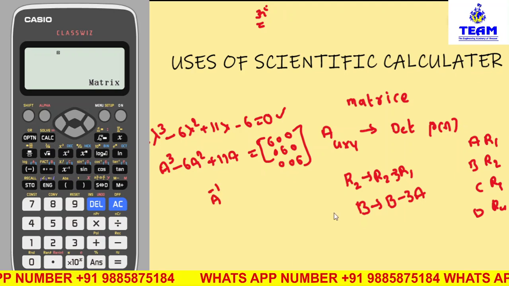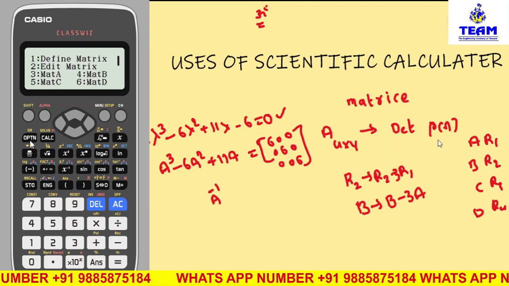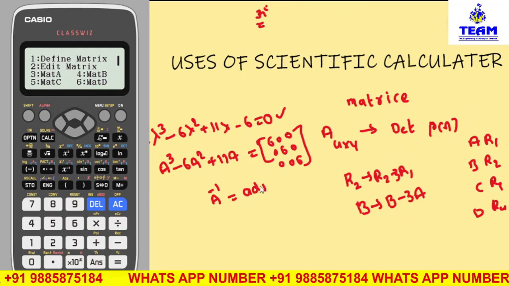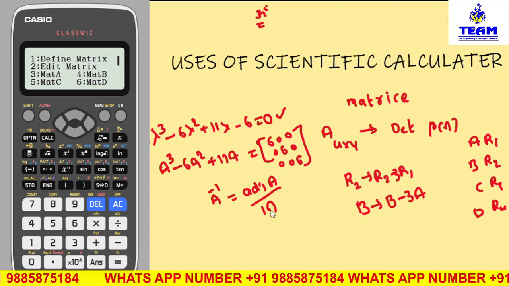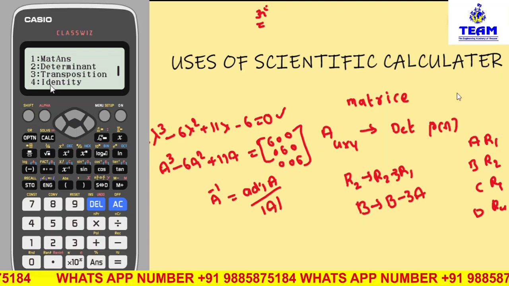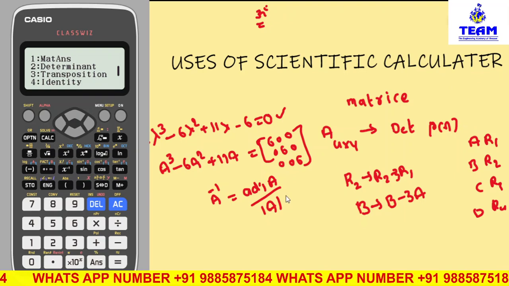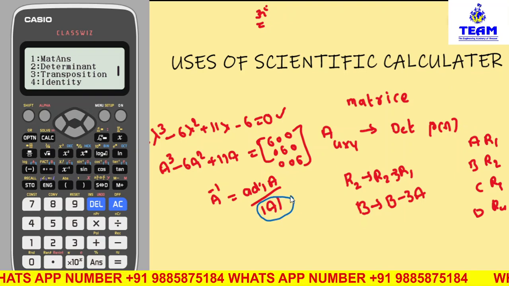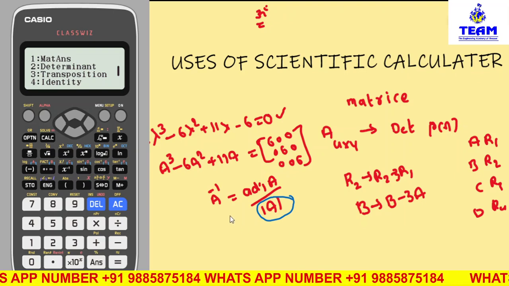You see in the calculator, you don't have an inverse directly. But what is the actual formula? A inverse is adjoint A by det A. Okay friends, now in the calculator what you can find out is the determinant only. I can find out only determinant. Okay, but I need A inverse.